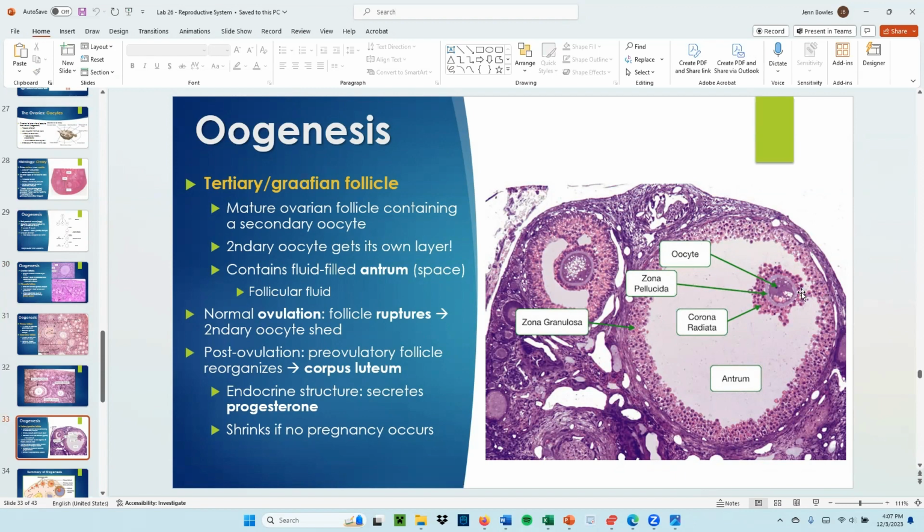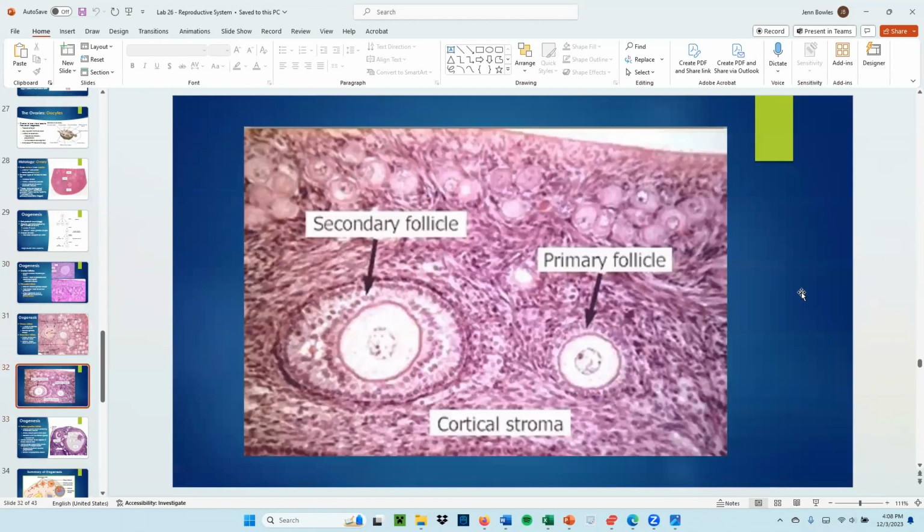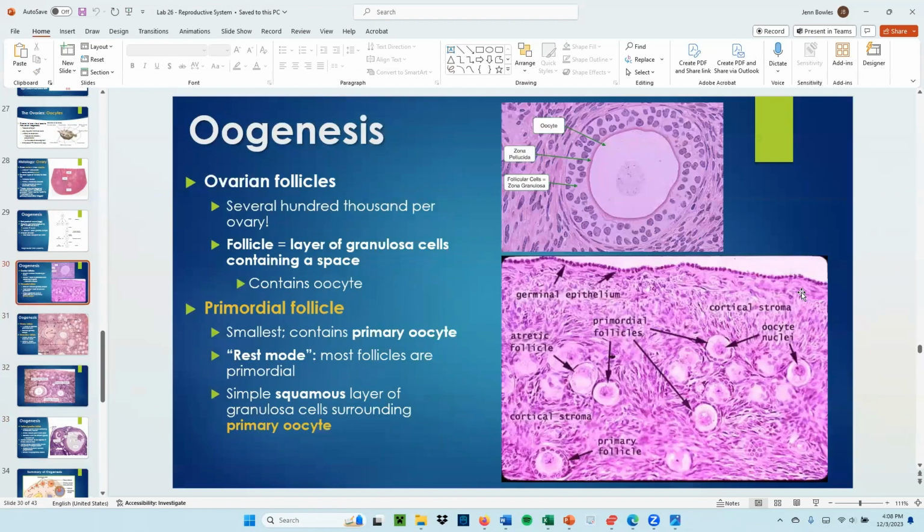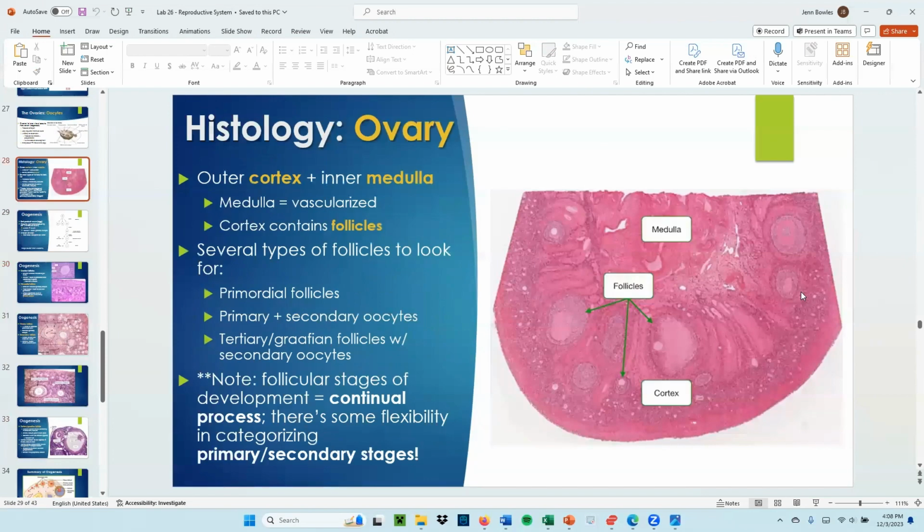And then it'll undergo some changes post ovulation. So it'll get smaller and it'll shrink down and kind of disappear if no pregnancy occurs. So that is kind of the 5-minute recap for all the stuff you need to know about the ovary. And all of that is occurring within this cortex. So it's a very busy area of the ovary.